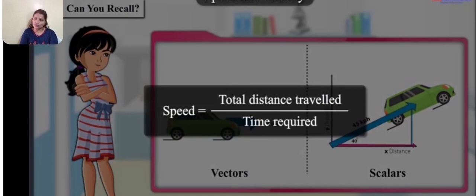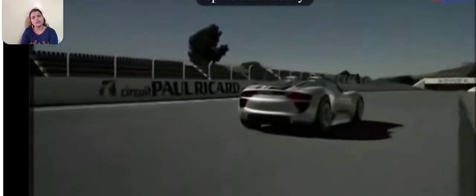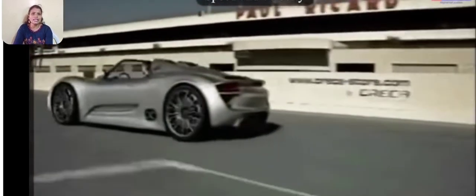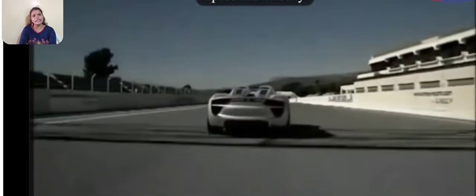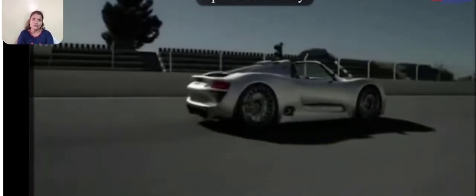Speed is equal to total distance traveled divided by time required. That is the formula of speed. The distance traveled in a particular direction by an object in unit time is called velocity. Here the unit time can be a second, a minute, an hour, etc. If large units are used, 1 year can also be used as a unit of time. So the displacement that occurs in unit time is called velocity, and the formula of velocity is displacement divided by time.